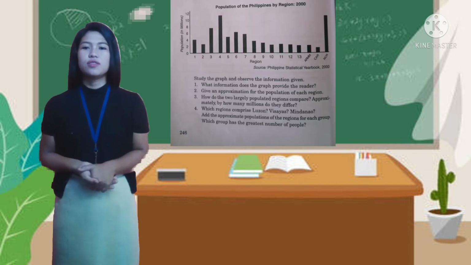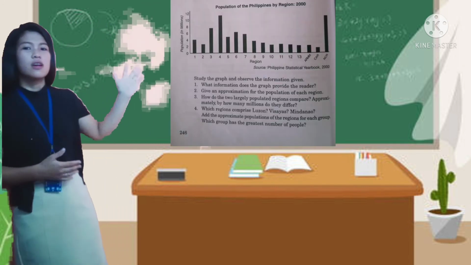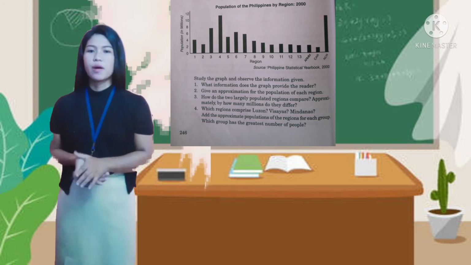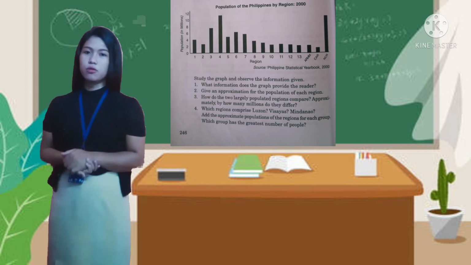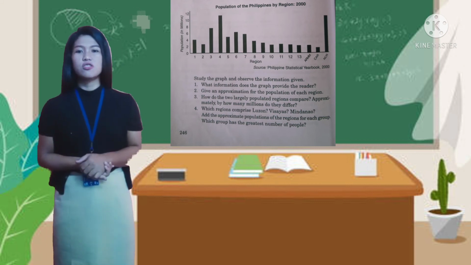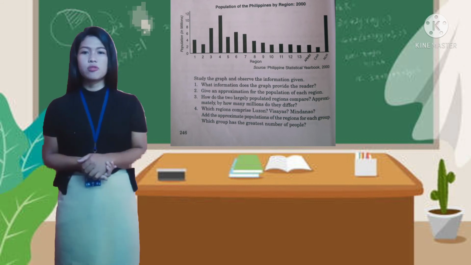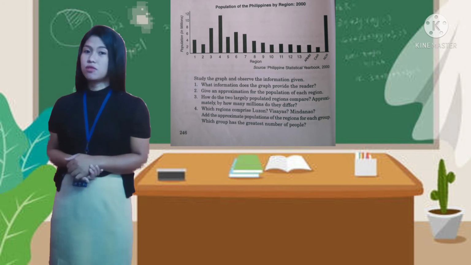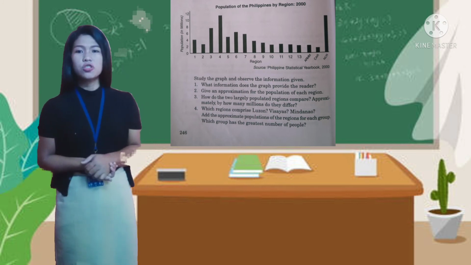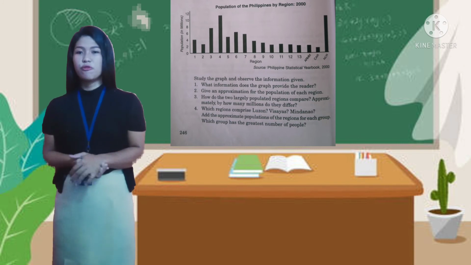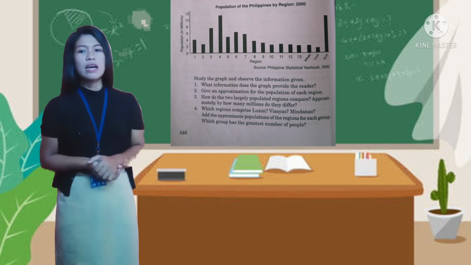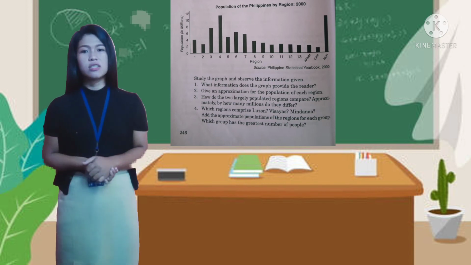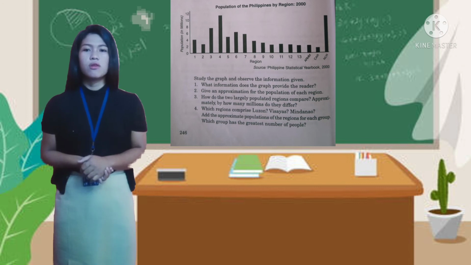Okay, so this is the bar graph. So the following questions are: number 1, what information does the graph provide the reader? Number 2, how do the two largely populated regions compare? Number 3, approximately by how many millions do they differ? Number 4, which regions comprise Luzon, Visayas, and Mindanao? Number 5, add approximate populations of the regions for each group. Number 6, which group has the greatest number of people? Okay?